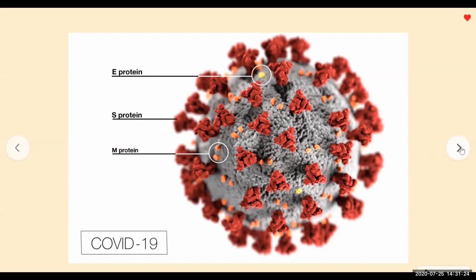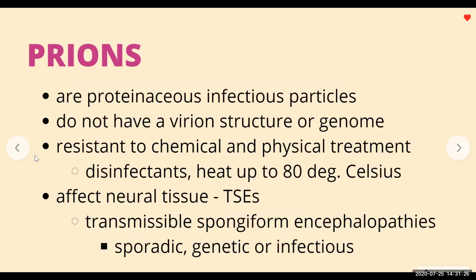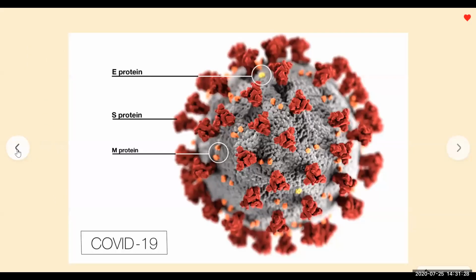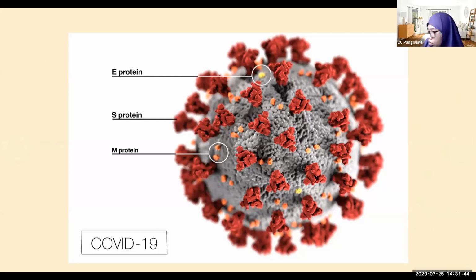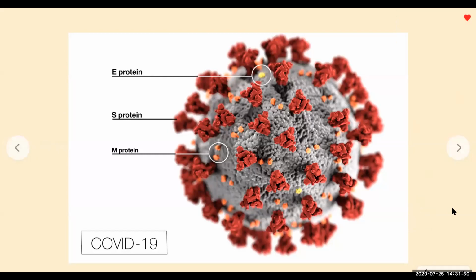Okay. Do you have any question before we go to the next acellular, the prions? Anybody? Yes, Miss Pangulima? You raise your hand. Any question? Ma'am, pwede po pakiulit nung 3 forms of dengue fever. Okay. 3 forms of dengue. Sige po.